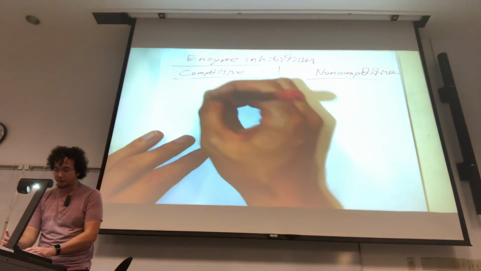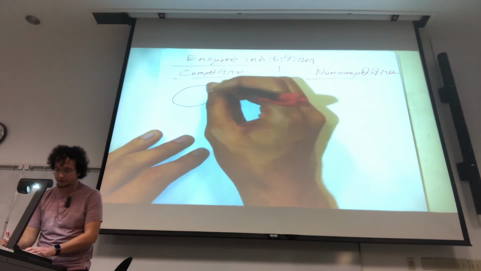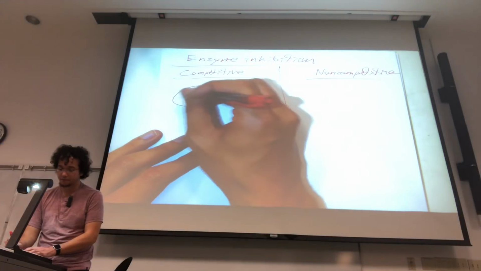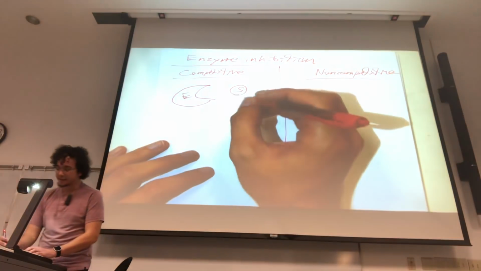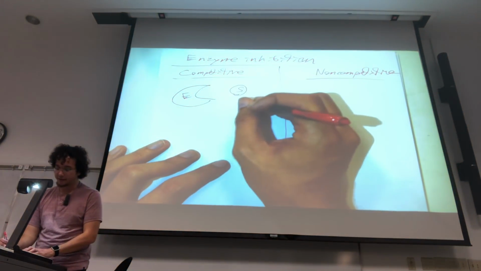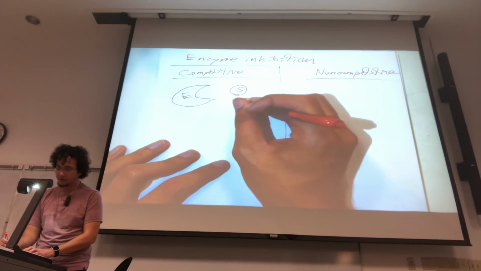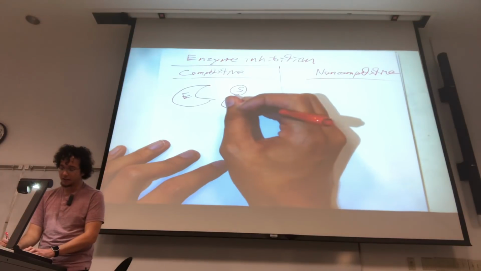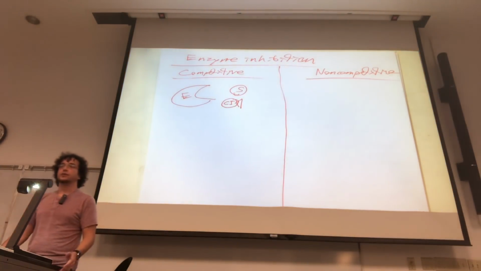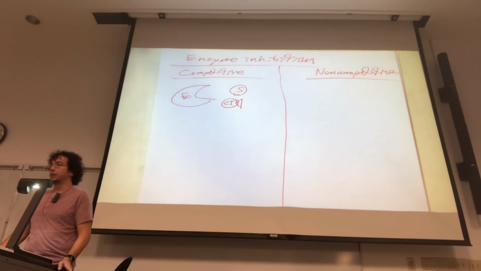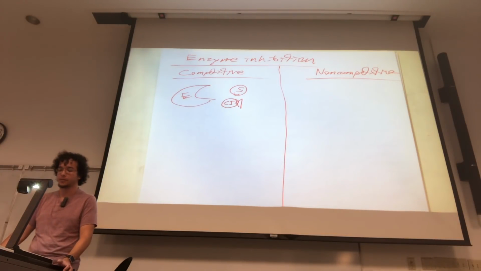So competitive inhibition goes like this. We have an enzyme. We have a substrate. In addition to this, we have an inhibitor, a competitive inhibitor, which shape-wise looks very similar to the substrate, but not exactly. So the structure of a competitive inhibitor looks very similar to the substrate. There's some consequences of that.